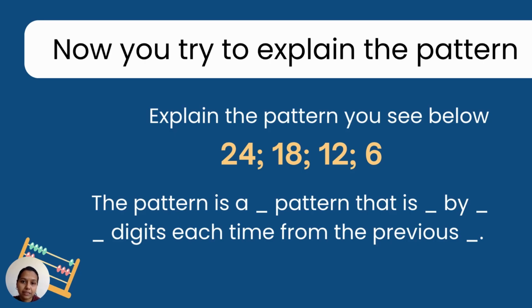Now try to explain the next pattern. You've got another pattern in front of you. It looks different to the previous one. Now you're going to explain what is supposed to be filled in each of my blanks. I've got there, the pattern is a something pattern that is something by something something digits, each time from the previous something. You need to know what fills in each of these spaces. Take a few minutes, try to fill in what you think would fit in those spaces, and then come look at the answers.